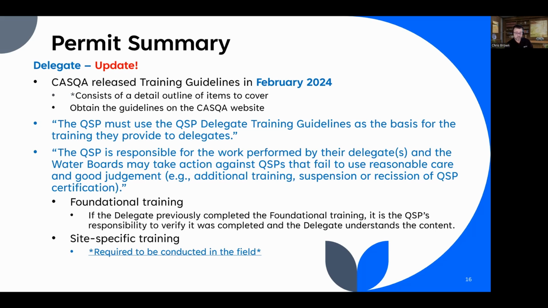For foundational training, if the delegate previously took it, say in August of 2024, but it's now 2025, it's up to the QSP to verify that it was completed. Where's the proof that you did the foundational training? Then you need to go through it with them and verify that they understand the content. The guidelines that I mentioned you can download would be helpful for that. And just so it's clear, it does state that the site-specific training is required to be conducted in the field. That is a permit requirement.